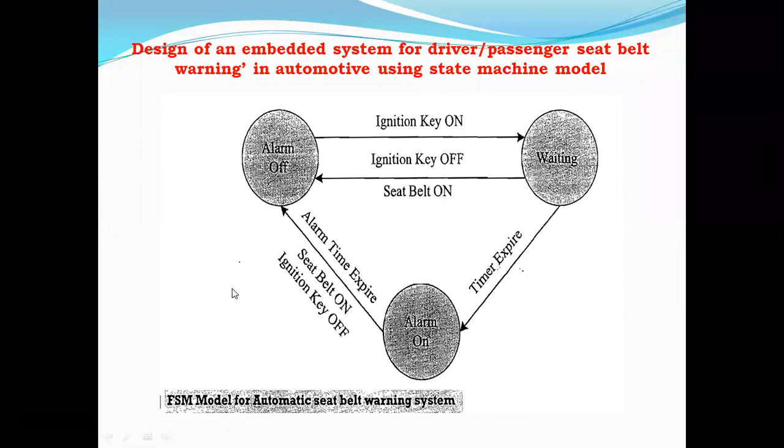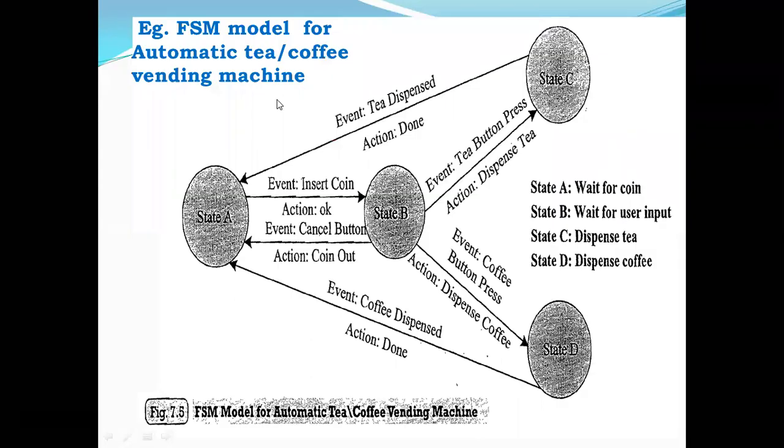Okay, we'll go to one more example here. This is an automatic tea coffee vending machine, right? If you're designing any vending machine, these are all event driven embedded systems. There you have to first draw the layout of how your system will work before implementing it. Based on how the data flows and how the events happen, you have to design your system, right? Here there are 4 states.